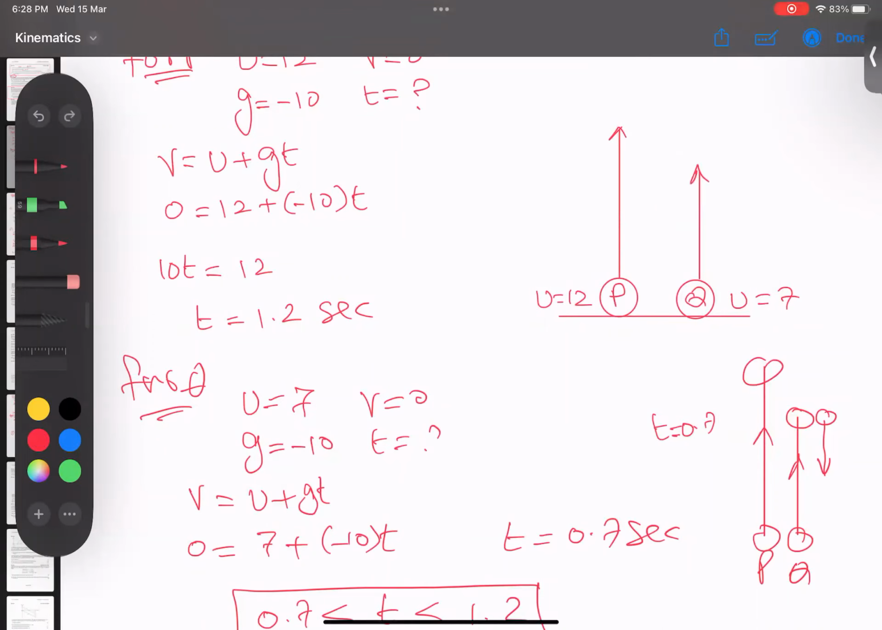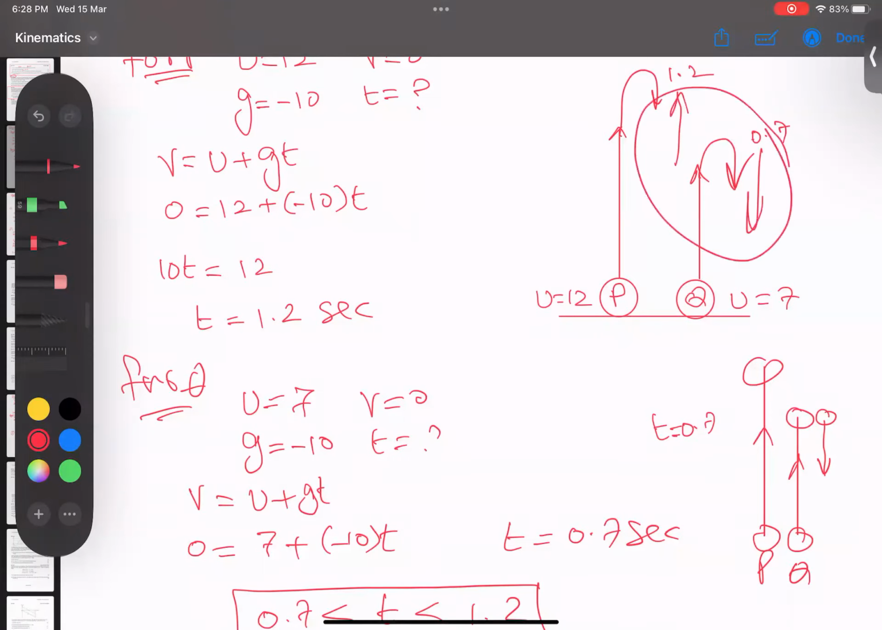Q turns back at 0.7, and P turns back at 1.2. So when Q turns at 0.7 seconds, from that time they move in opposite directions: one is going upward and the other downward. And when P stops and turns back, the condition is false, because then both are moving downward. So that is our ending time. I hope the point is very clear, and we stop our stopwatch there.